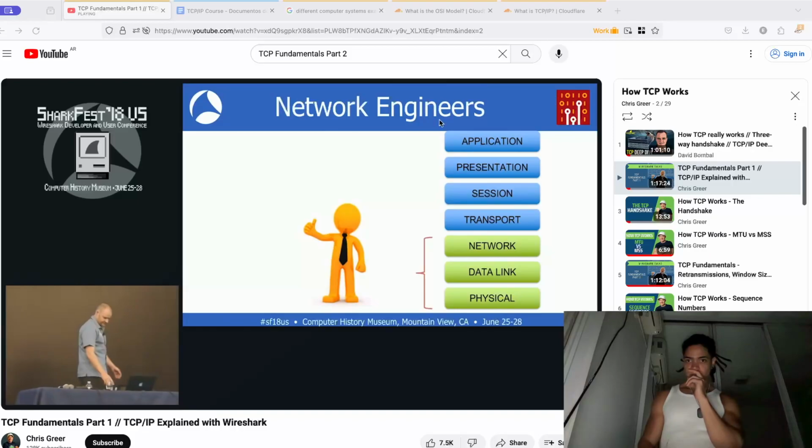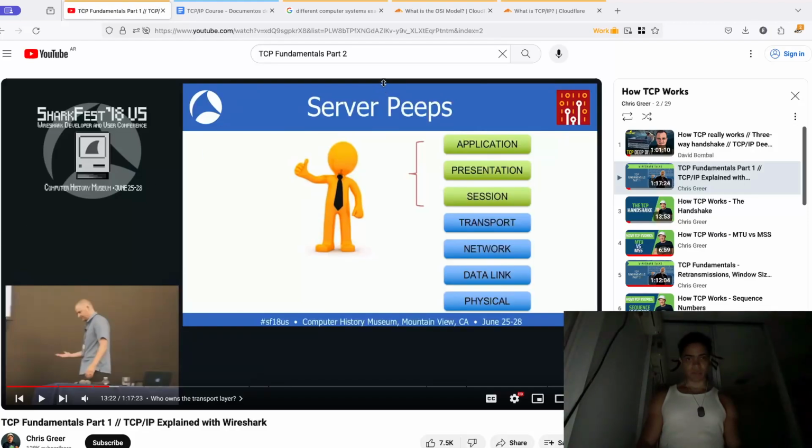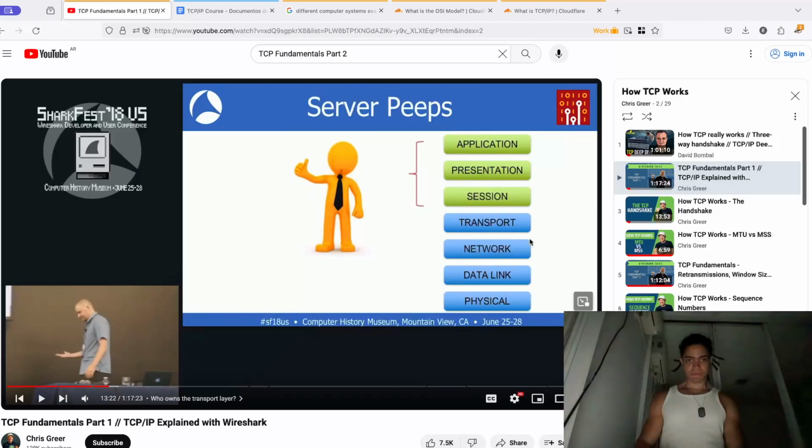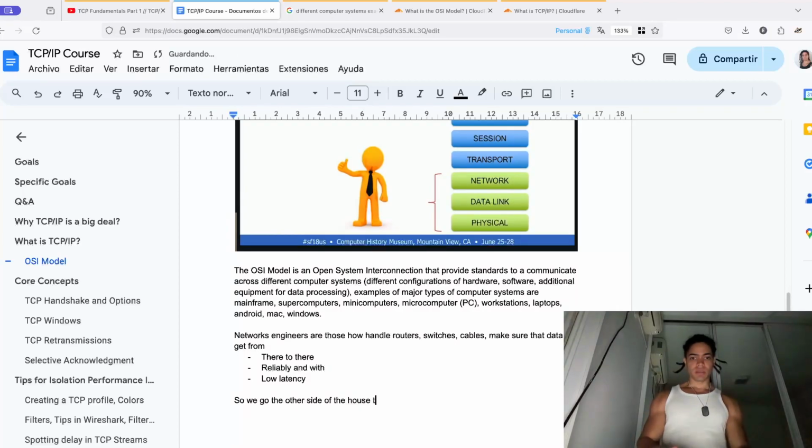Okay? So we go to the other side of the house. Server people. So this is the other side of the house, to know what's going on.